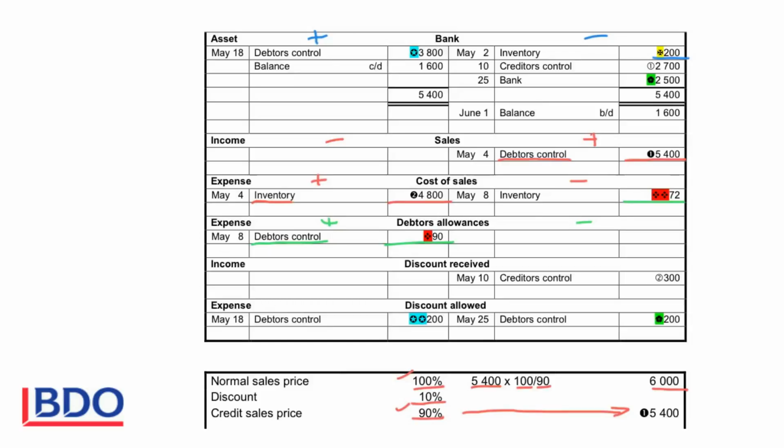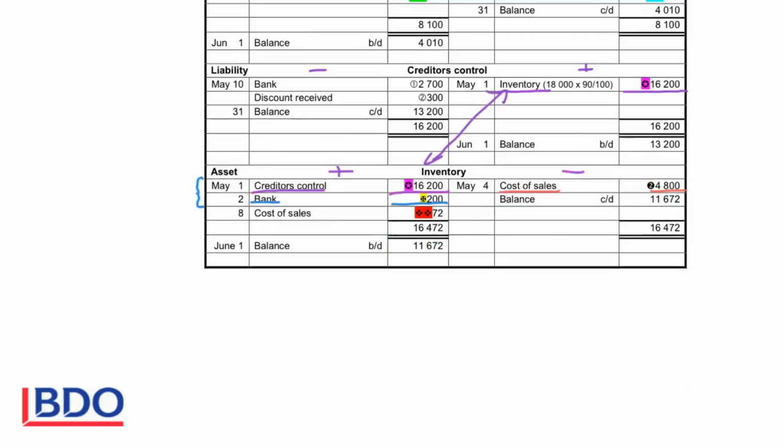And we will show that the inventory account will be debited with this 72 Rand because the goods were returned. It was put back into the inventory, so my inventory increases on the debit side with a 72, and the account that was credited with a 72 was the cost of sales account.